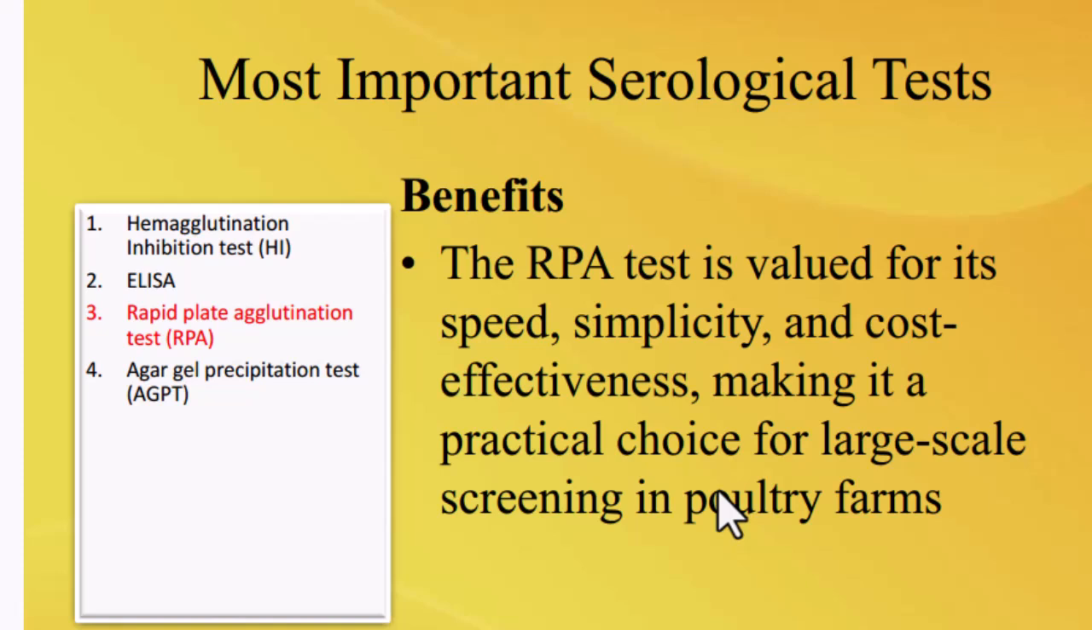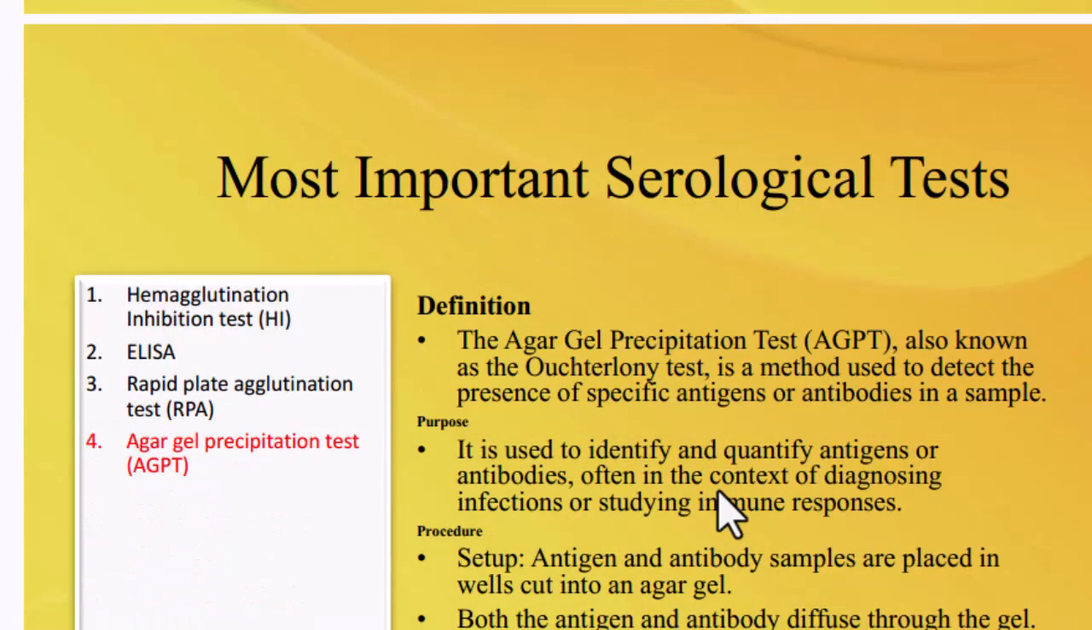Benefit: the RPA test is valued for its speed, simplicity, and cost effectiveness, making it a popular choice for large-scale screening of poultry farms. The agar-gel precipitation test.